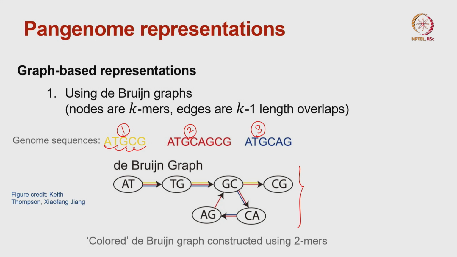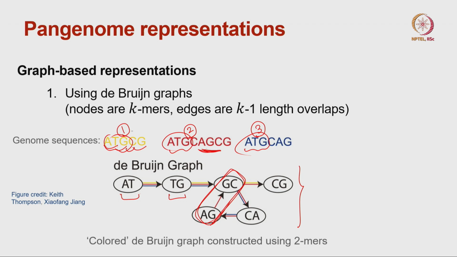And in this graph we can also color the individual edges. For example, if I see that the overlap between AT and TG vertices was observed in genome sequence 1 as well as genome sequence 2 as well as genome sequence 3, in this case I would color the edge with yellow, red and blue colors. In some cases, for example, this overlap AGC is observed only in the genome sequence of the second individual. Therefore, observe that this edge is only colored with a red color.